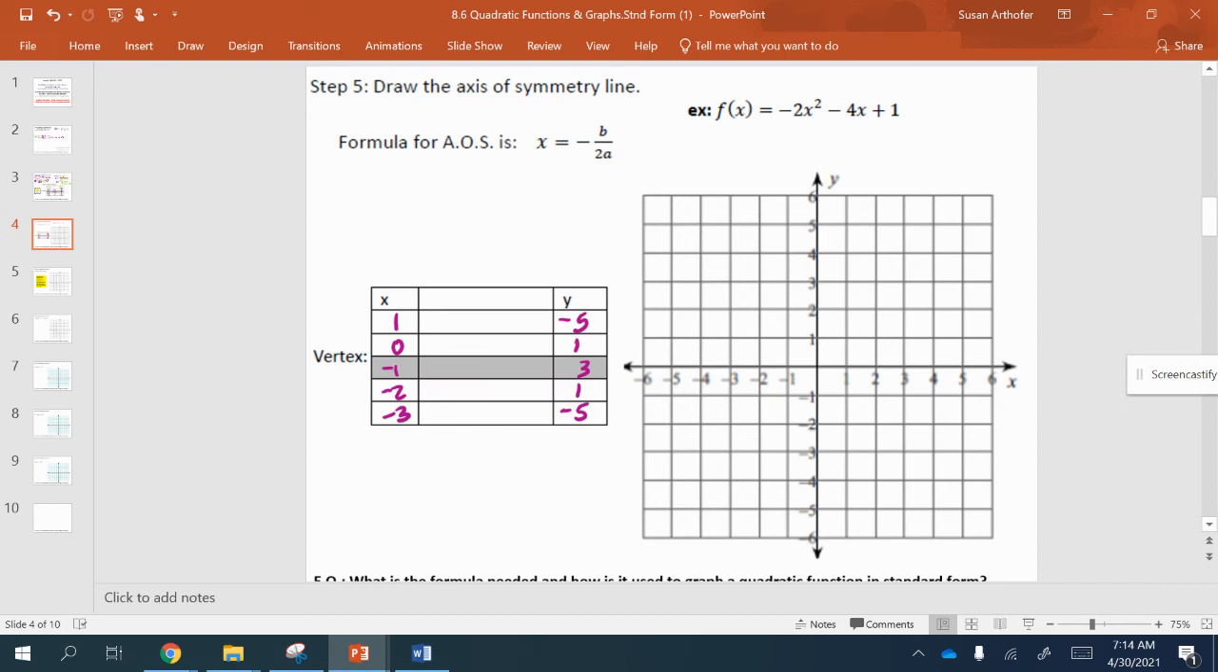So here we are, finishing up your box. So now we're going to go ahead and plot these points. So this is the point 1, negative 5, over 1, down 5. This is the point 0, 1. Now kids have a hard time with that. For whatever reason, they have a hard time. So let's skip it for now and go to -1, 3. Left 1, up 3. Let's do the next one. -2, comma 1. Left 2, up 1. Last one. -3, -5. Left 3, down 5.